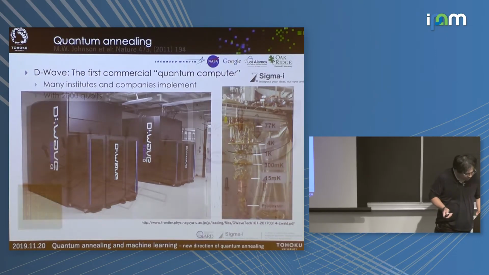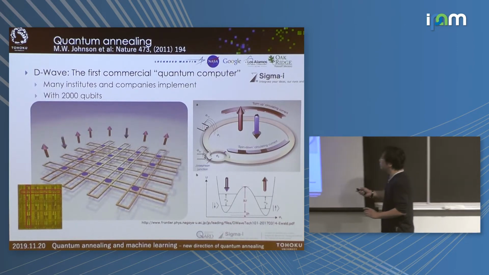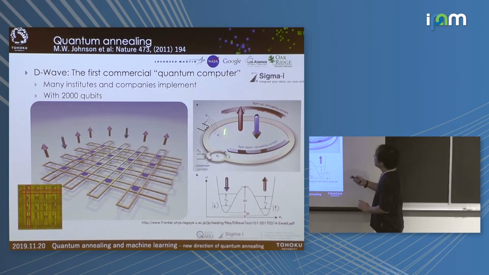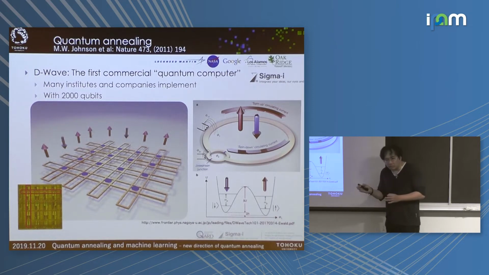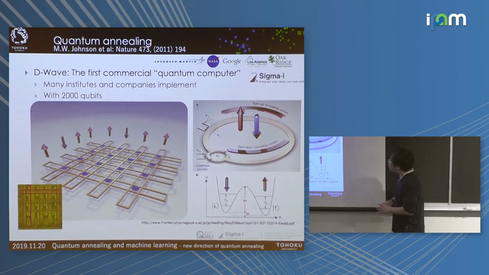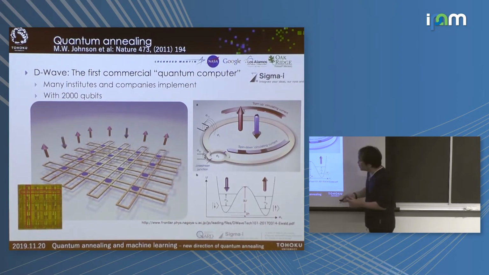On the processor chip, we have superconducting qubits. This is a schematic picture of one qubit. The direction of the current denotes the spin variable. For example, the right direction is up and the left direction is down. And this is the actual shape of the circuit.